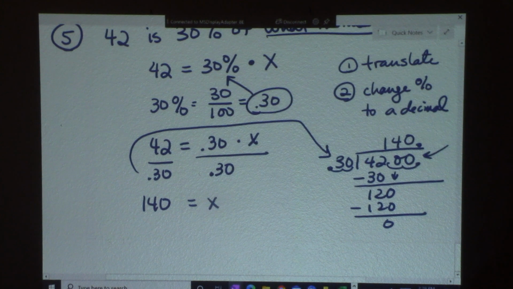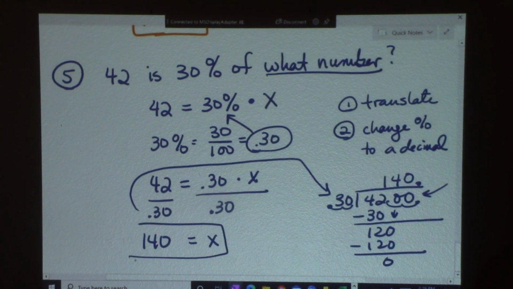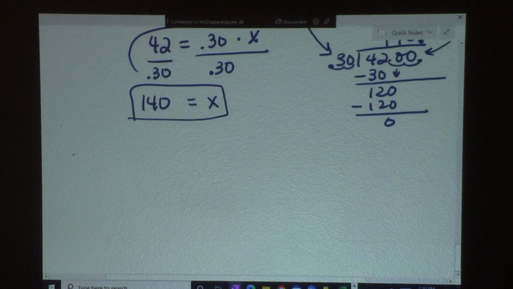And that makes sense if you go back and look at it. 42 is 30% of what? Well, 30% is about, whatever your number is, you need to multiply it by about 3 to get the whole thing. So if I take 42 roughly and I multiply it by 3, that's somewhere around 140. So I know that I'm on the right track. That makes sense. Okay, one more.